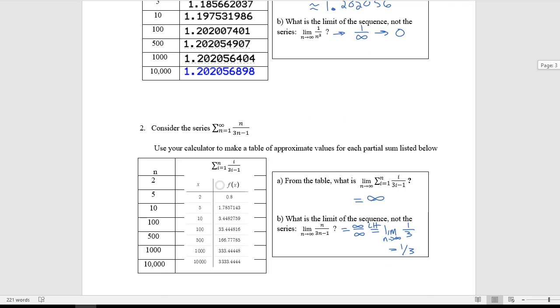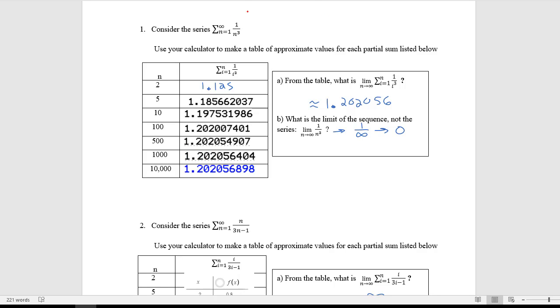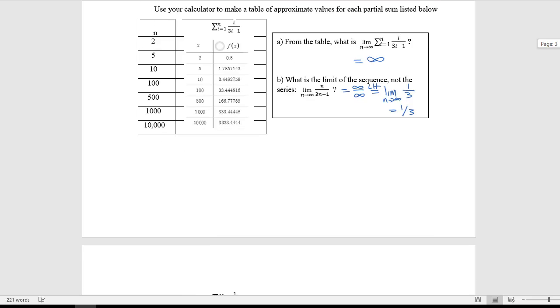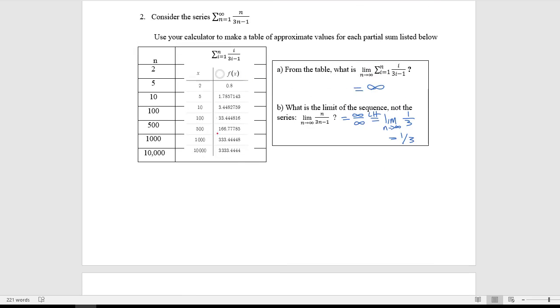Right? So back in the very beginning of the video, we looked at 1 over n cubed. We added the first 2, 5, 10, 100, 500, and we saw this sequence of partial sums converging. And then, ditto in this example here, we saw that the sum grew and grew and grew, and so the sequence of partial sums diverged. Right? So that limit did not exist.